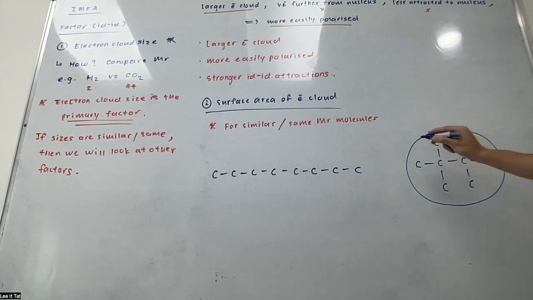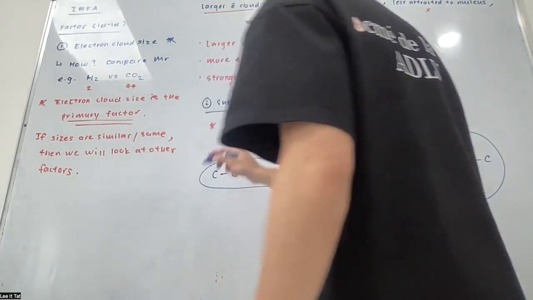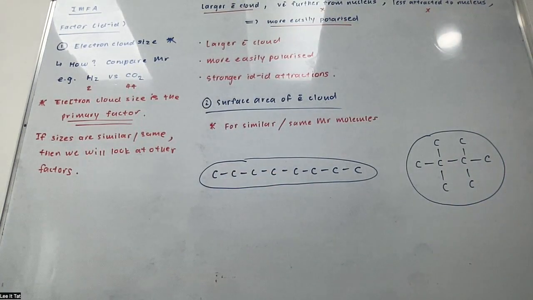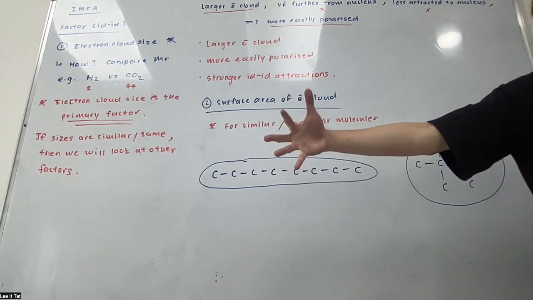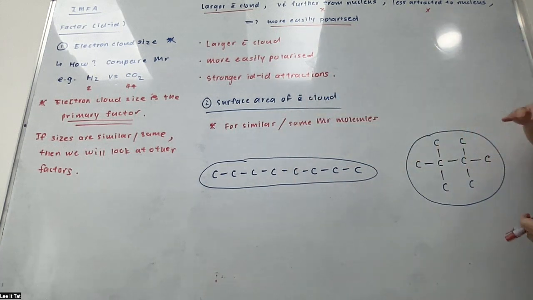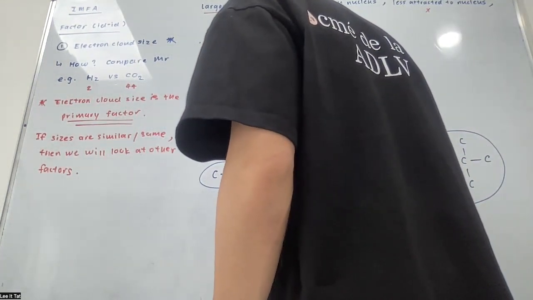And whatever I'm drawing right now is the electron cloud. Can you all tell me who has a larger surface area? This one I have to bring through the door, right? A lot of surface area covered. But now I have made it a lot more compact, so the surface area here is smaller. Can you see that? So this one is what we call a straight chain molecule.